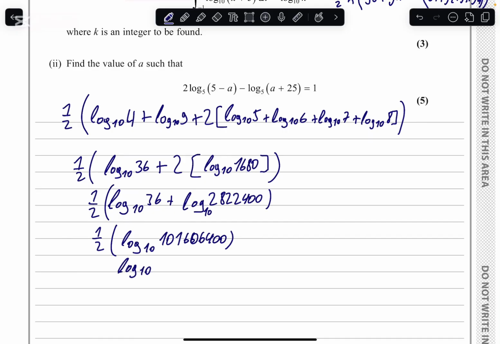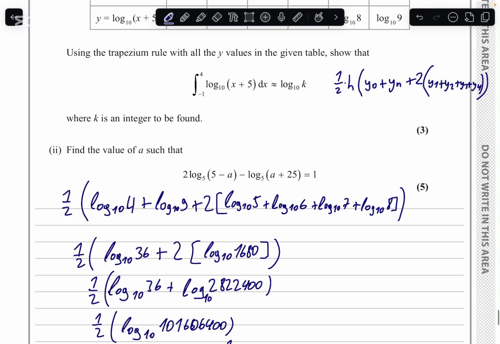And to get rid of that half, we do the same thing as before. That is the same as this to the power of a half. Which is, we finally get log base 10 of 10,080.